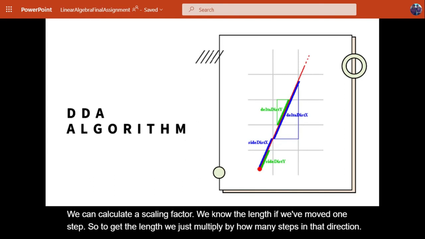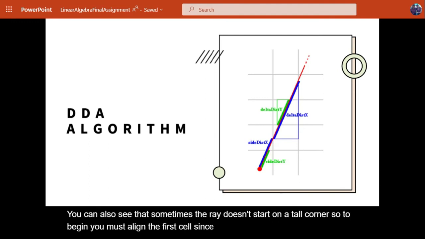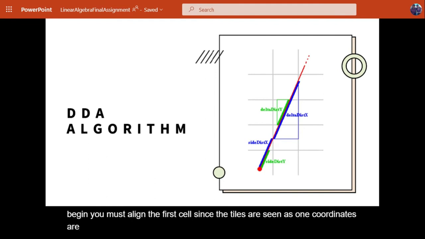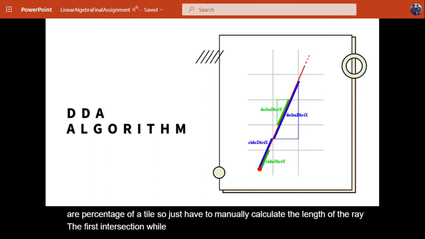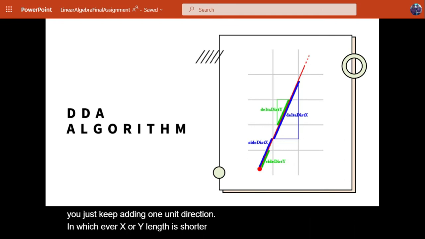You can also see that sometimes the ray doesn't start on a tile corner, so to begin you must align the first cell. Since the tiles are seen as one, coordinates are a percentage of a tile, so you just have to manually calculate the length of the ray at the first intersection while being careful about direction. After that, you just keep adding 1 unit direction in whichever x or y length is shorter until you reach a collision.